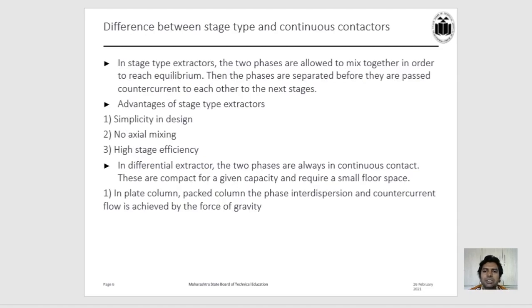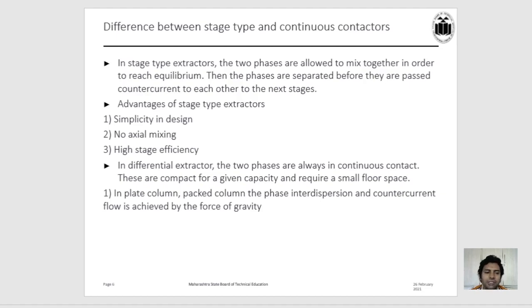Now the difference between the stage type and the continuous contactors. In stage type contactors, the two phases are allowed to mix together in order to reach equilibrium. Then the phases are separated before they are passed counter current to each other to the next stage. The advantages of stage type contactors are simplicity in design, no axial mixing, and high stage efficiency. For differential extractors, the two phases are always in continuous contact, and these are compact for a given capacity and require a small floor space.